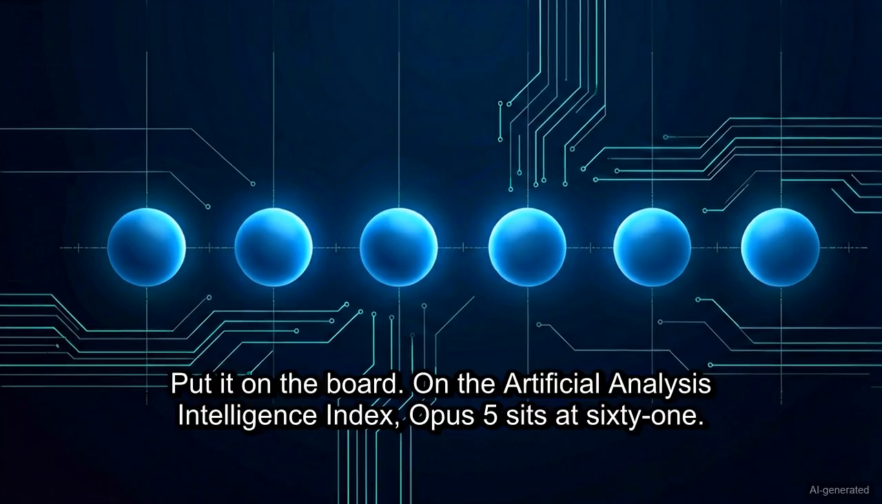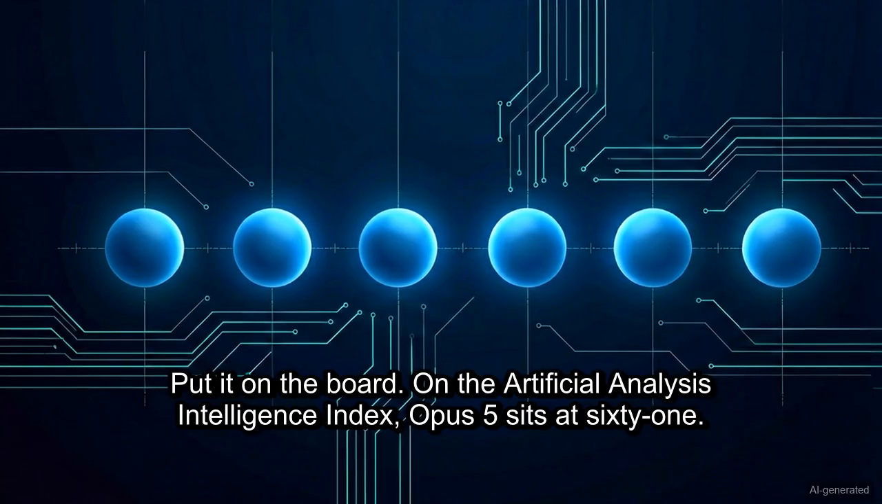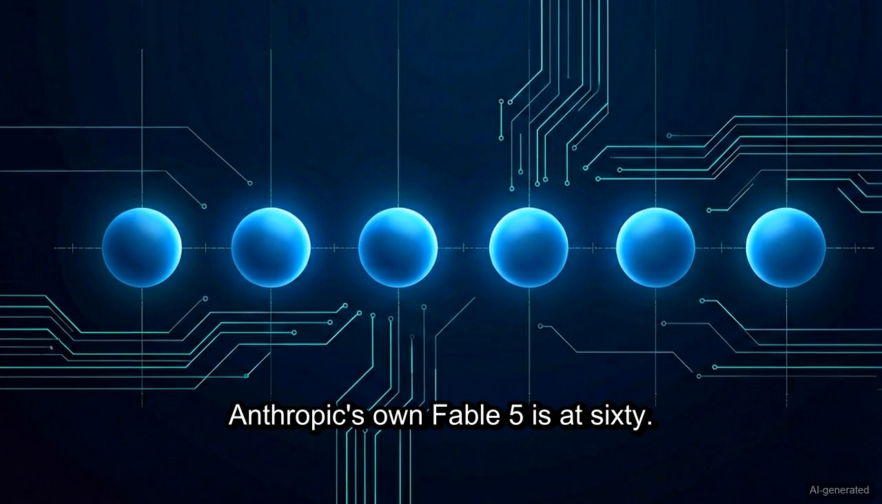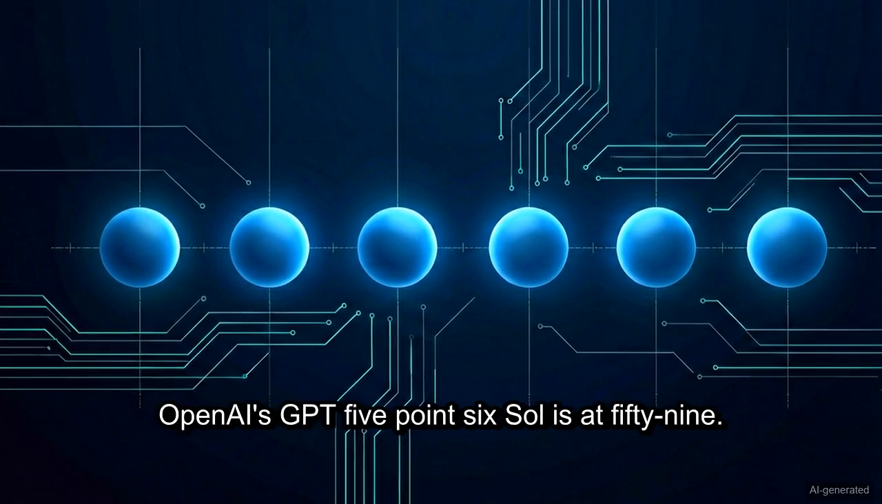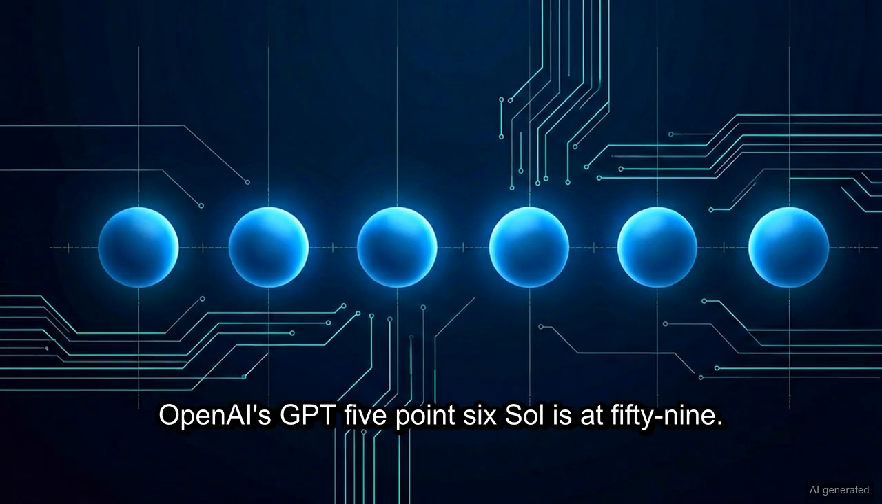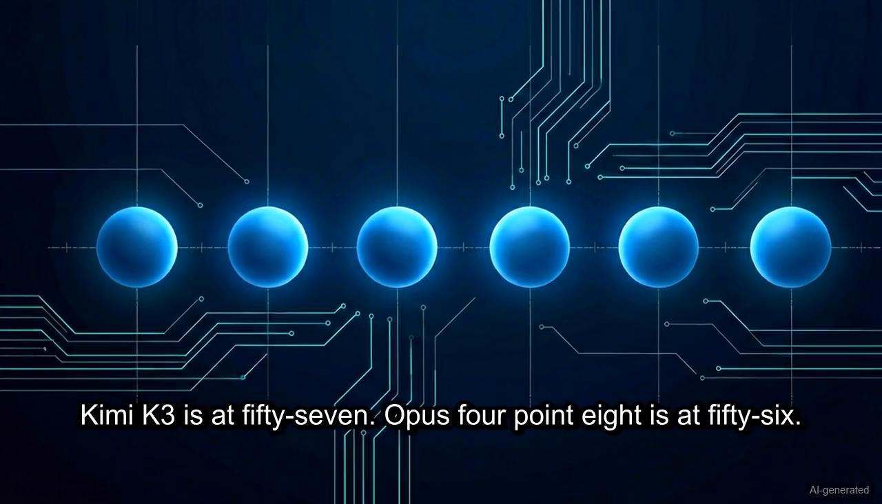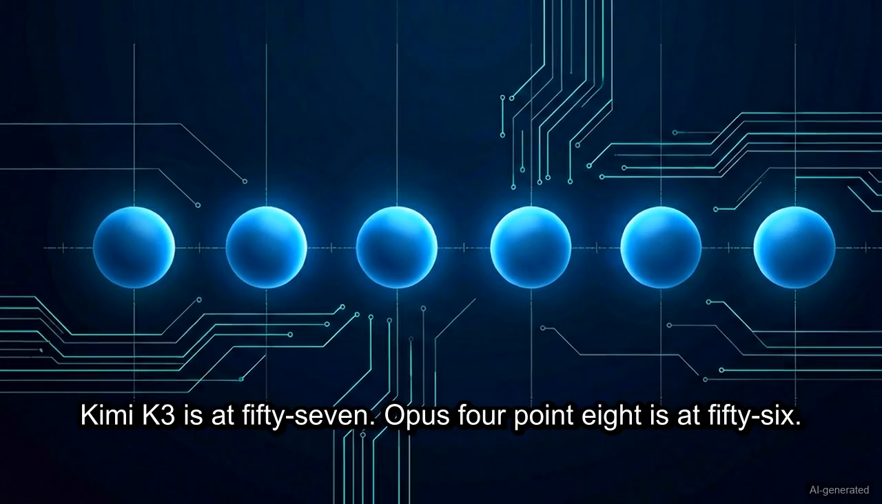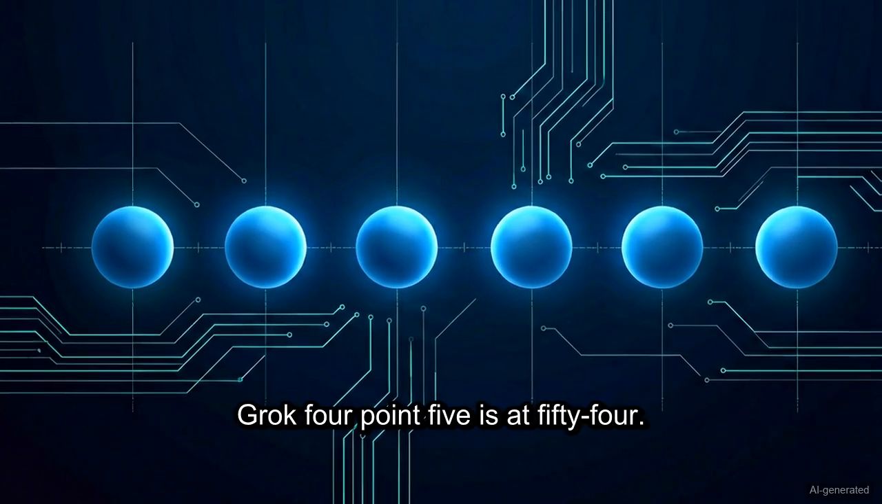Put it on the board. On the Artificial Analysis Intelligence Index, Opus 5 sits at 61. Anthropic's own Fable 5 is at 60. OpenAI's GPT 5.6 Sol is at 59. Kimi K3 is at 57. Opus 4.8 is at 56. Grok 4.5 is at 54.